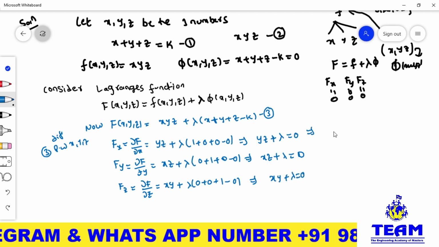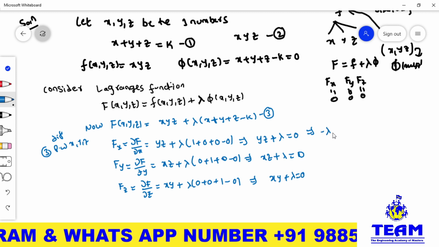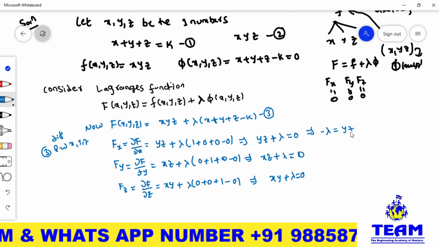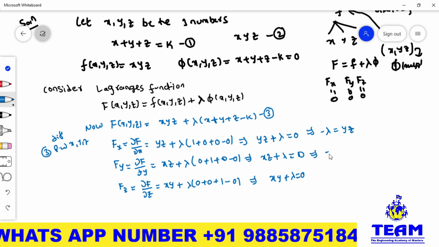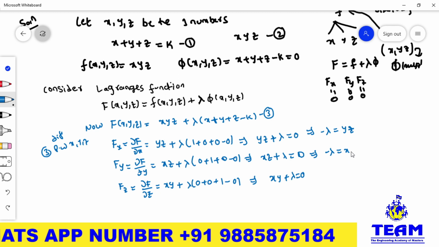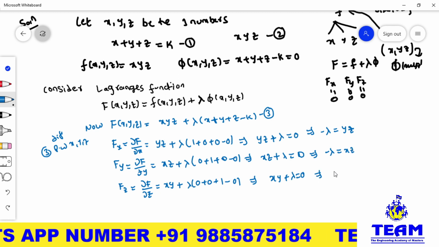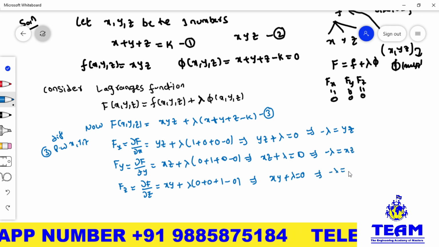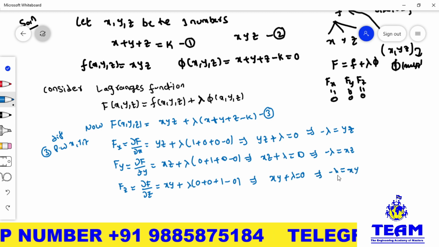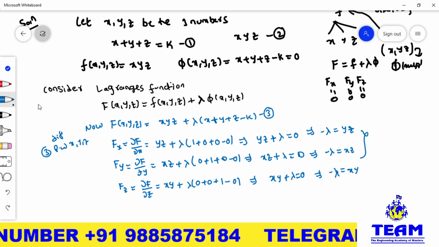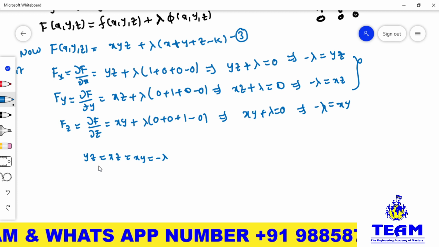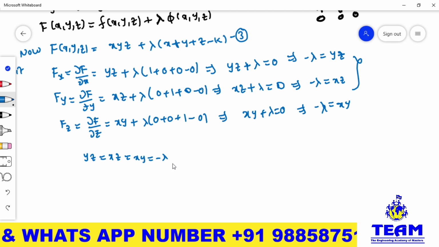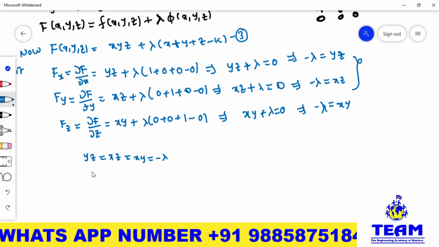Friends, from this what you can say, minus lambda is equal to yz. From this equation, minus lambda is equal to xz. From this equation, minus lambda is equal to xy. So, from these three equations, we can write yz is equal to xz is equal to xy is equal to minus lambda. Okay. Now, friends, what we have to do?